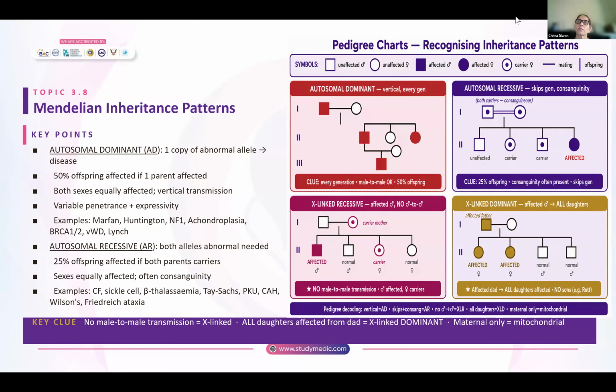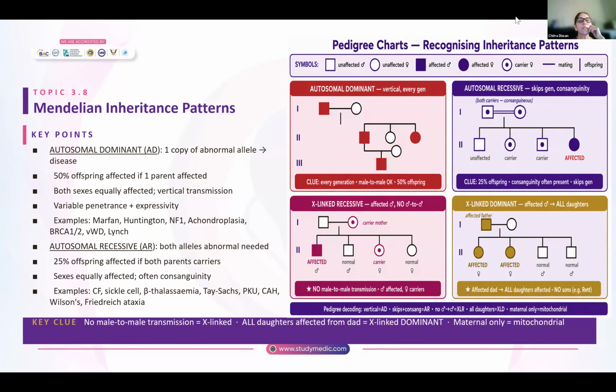First, let us see the important characteristics of autosomal dominant. Dominant means even one copy of an abnormal allele will be expressed because it is dominant, and that individual will show the disease pattern. If one parent is affected, 50% of the offspring are going to be affected. Because it is autosomal, both sexes are equally affected, and there is vertical transmission. That means there is no skipping of generation; in each and every generation, you will see the disease.